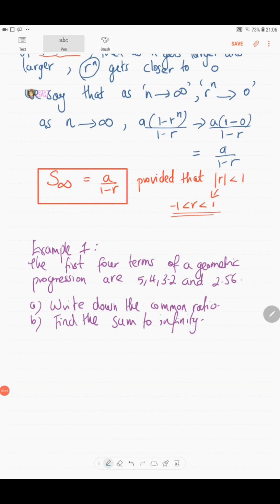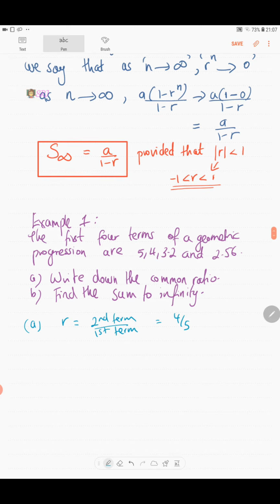Let's consider an example. The first four terms of a geometric progression are 5, 4, 3.2 and 2.56. Write down the common ratio. The common ratio r is equal to, so we can take the second term divided by the first term. We obtain the common ratio as 4 over 5.